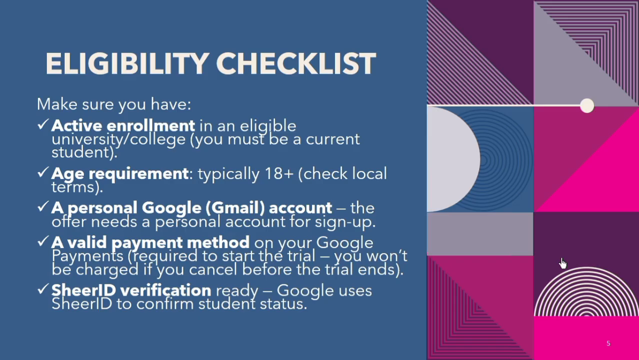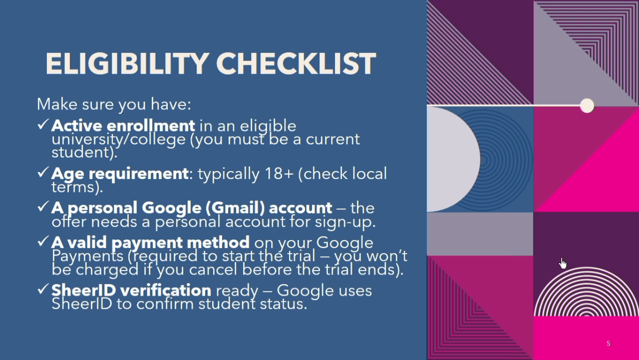So now, before you get the Gemini AI, you need what we call some requirements, which I tag the eligibility checklist. For you to get Gemini AI, you must make sure that you have the following information. Number one, active enrollment. You must be a current student in an eligible university. If you are in Nigeria, you must be a current student in any Nigerian university, be it federal, state, or private. You can be an undergraduate or a postgraduate student. It doesn't matter, but you must be a current student.